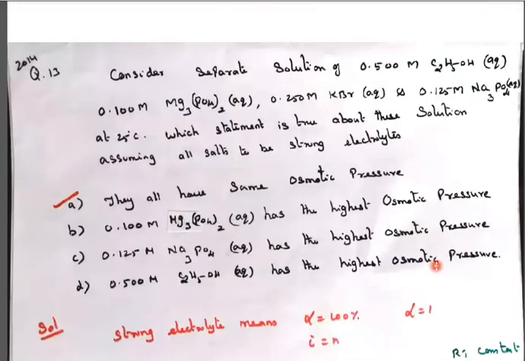Next question, 2014 question. Consider the separate solutions of 0.5 m C2H5OH (ethyl alcohol) in aqueous, 0.100 molarity magnesium phosphate, Mg3(PO4)2 (magnesium valency is 2, phosphate valency is 3), 0.250 molarity of KBr in aqueous solution, and 0.125 molarity of sodium phosphate, Na3PO4 (sodium valency is 1, phosphate valency is 3), in aqueous at 25 degrees Celsius. Which statement is true about these solutions, assuming all salts to be strong electrolytes?